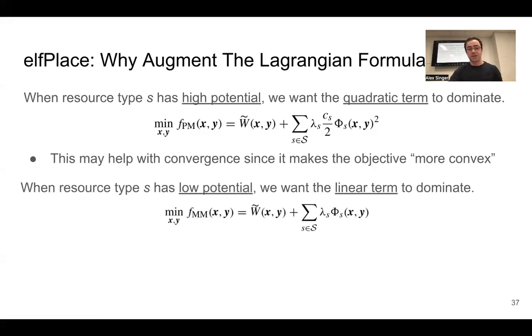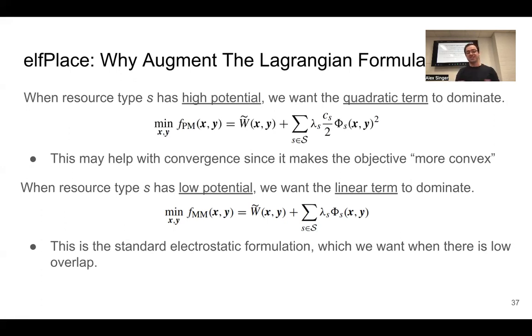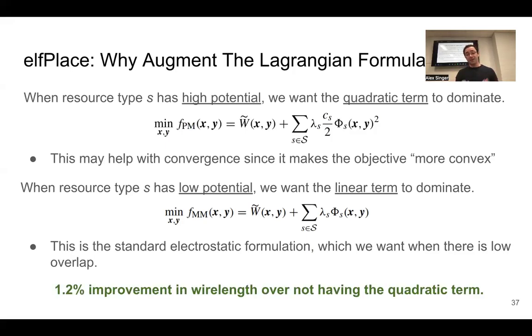When there's low potential, we want the linear term to dominate. The argument for that is this is just the standard electrostatic formulation, which is what we want when there's very low overlap, when we're trying to do the last minute adjustments. So that's the argument for this augmented Lagrangian formulation. And they actually were pretty honest about this. They say that they get about a 1.2% improvement in wire length over not having this quadratic term.